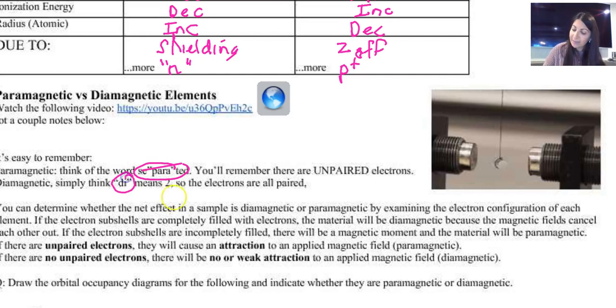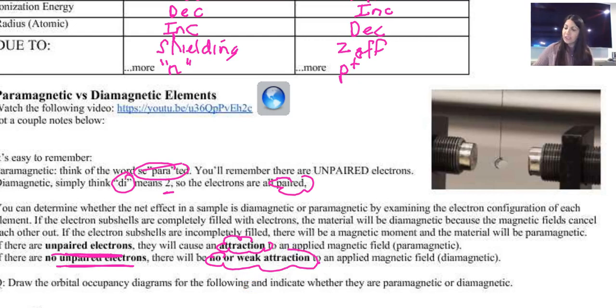Diamagnetic, di means 2. That means that they are all paired. Your electrons are all paired. And so what you do is you draw Hund's rule and you check to see if the electrons are paired or unpaired, and that basically is going to tell you whether it's paramagnetic or diamagnetic. Now, what does it mean? If there are unpaired electrons, then they're going to be attracted to a magnetic field. If there are no unpaired electrons, then they either have weak or no attractions to the magnetic fields.